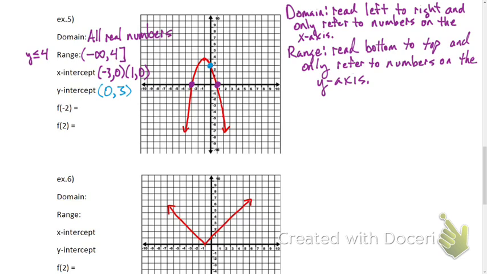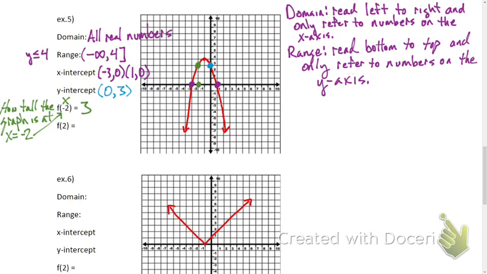At f of -2, you were trying to find how tall the graph is at that point. How tall the graph is at x equals -2. So you find -2 on the x-axis. So my eyes are first right here, where the green dot is, and then go to the graph. So this spot right here, that's 3 units high, so the answer is 3.